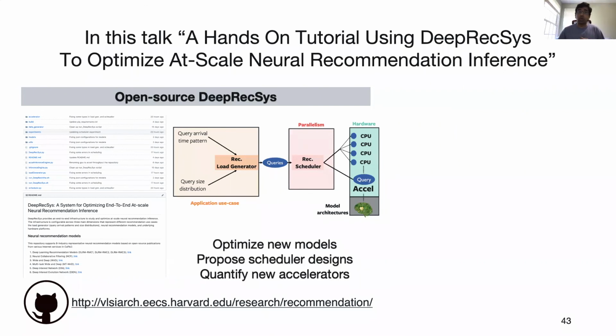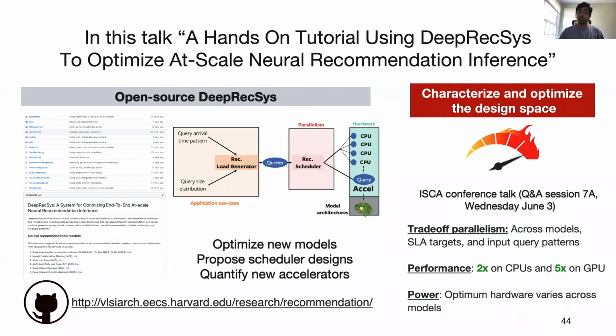To recap, in this talk, we presented the open source DeepRecSys implementation with real demos on each key component of the framework. The framework can be extended to optimize new models, propose new scheduler designs, and quantify the impact of new accelerators on data center scale recommendation. If you're interested in further learning about DeepRecSys, you can also watch our ISCA conference talk.